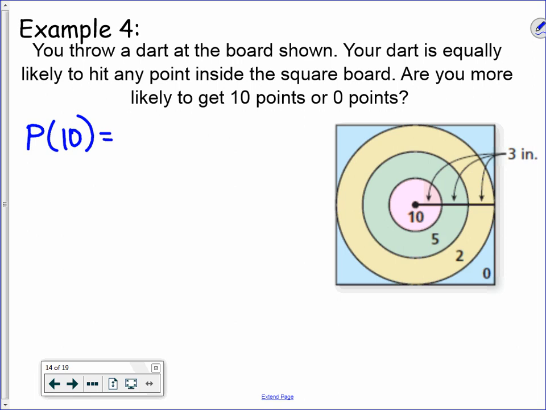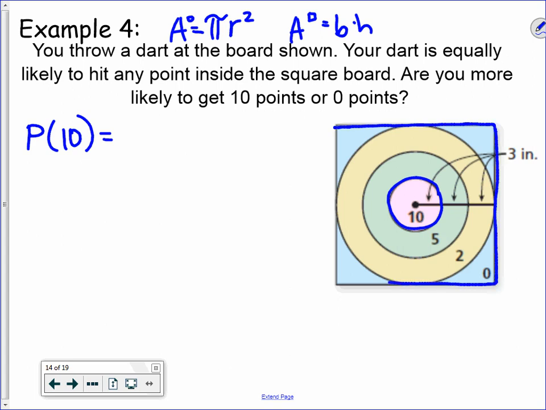Notice that the 10 points is coming from this circle here. Just to let you know, the area of a circle is pi r squared, and the area of a square is base times height. So we're going to have to use that in this picture. The area of this circle is what we want to find, but the total outcome is the board itself. So this is the total. The circle is what you're trying to find.